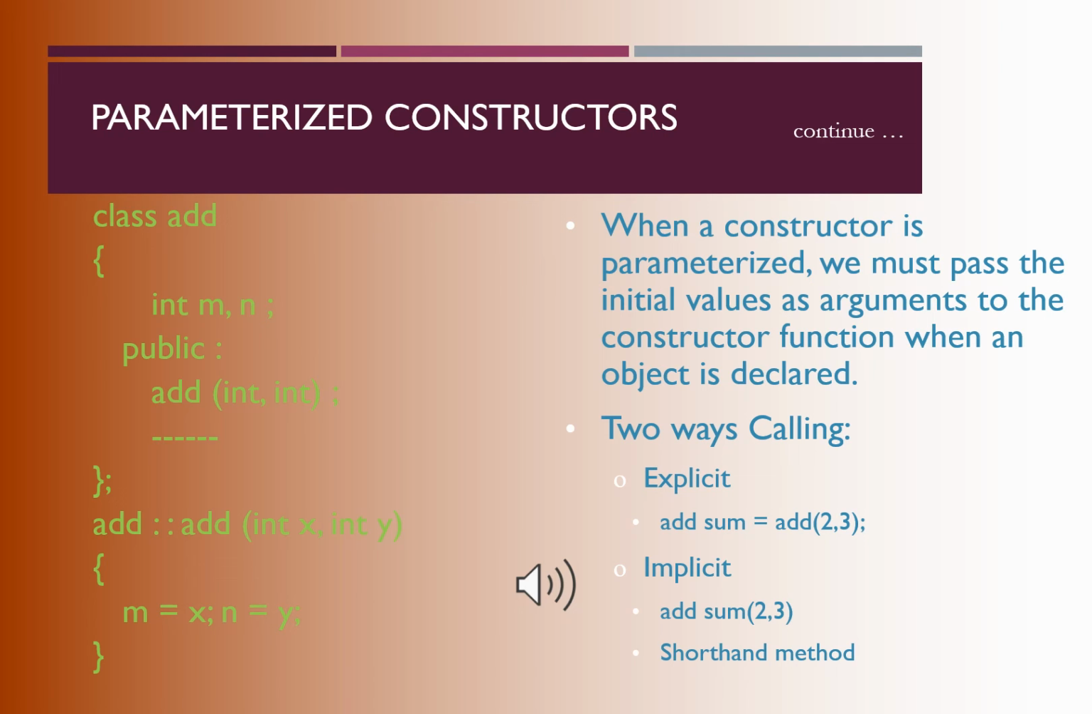Here is the syntax of a parameterized constructor. When a constructor is parameterized, we must pass the initial values as arguments to the constructor function when an object is declared.